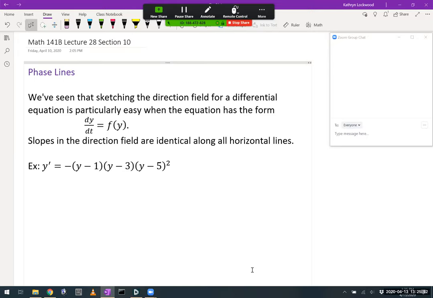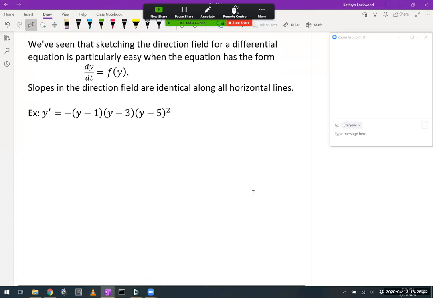All right, so we are going to finally finish off section 11.2 today, which was all about using different methods to approximate a solution to a differential equation. We've seen slope fields or direction fields for a graphical approach, and shortly we're going to see a numerical approach. Before that, I think now is a good time to discuss phase lines, so that's where I want to start. We've seen that sketching the direction field for a differential equation is particularly easy whenever the equation has the form dy/dt is equal to some function just of y, because in that case, the slopes in your direction field are identical along any horizontal line.